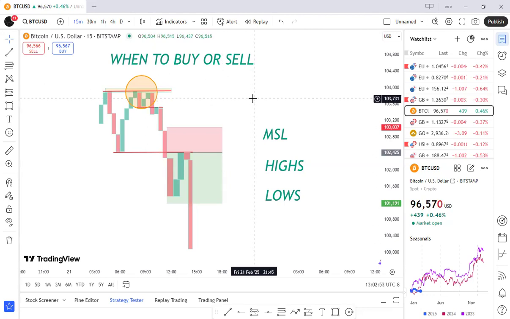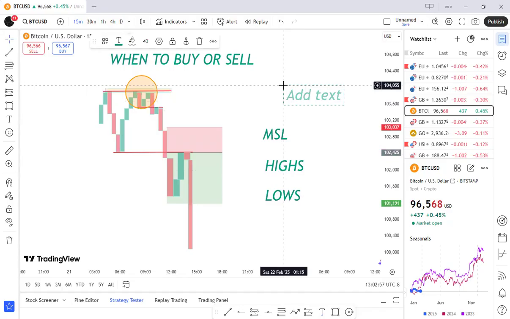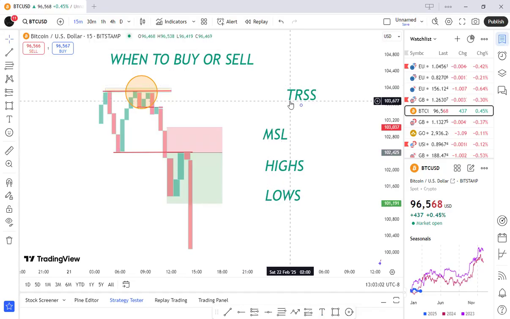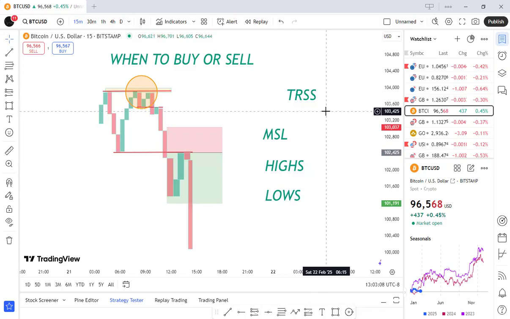I'll be coming on more on how my strategy works, because most people have been asking me what strategy I use. So this I will reveal. I use the TRSS strategy, which is the trend reversal structure strategy. The trend reversal structure strategy is a very nice strategy to learn.